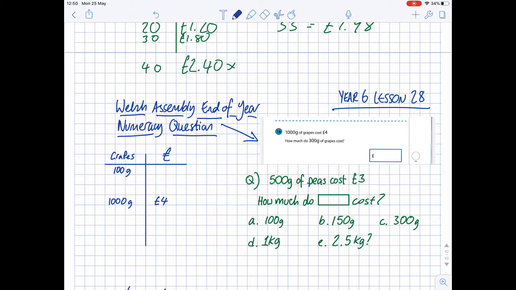So how am I going to work out what 100 grams costs? How can I get from 1,000 down to 100? I can divide it by 10. If I've divided 1,000 by 10 to get 100, I have to divide how much it costs by 10. What we do to one side, we have to do to the other. So what is £4 divided by 10? It's 40p.